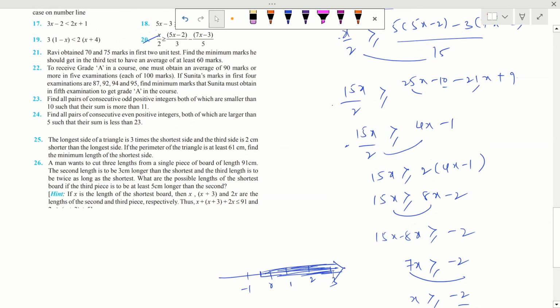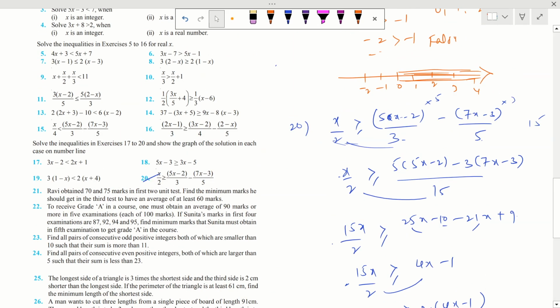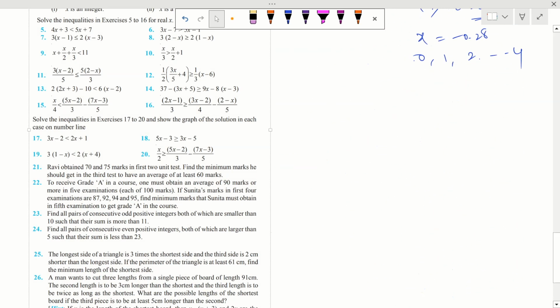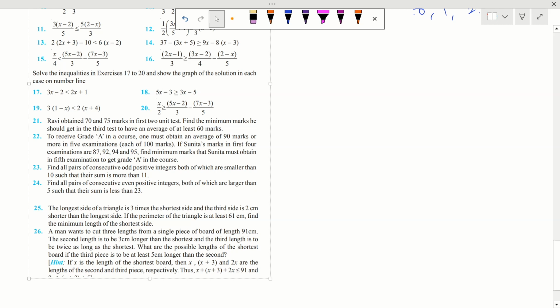Okay, now come to the next problem, that is 21. These problems might be interesting because they are given in a statement form, right? So we'll be covering that one. Ravi obtained 70 and 75 marks in the first two unit tests, and find the minimum marks he should get in the third test to get an average of 60 marks. So that is problem 21.